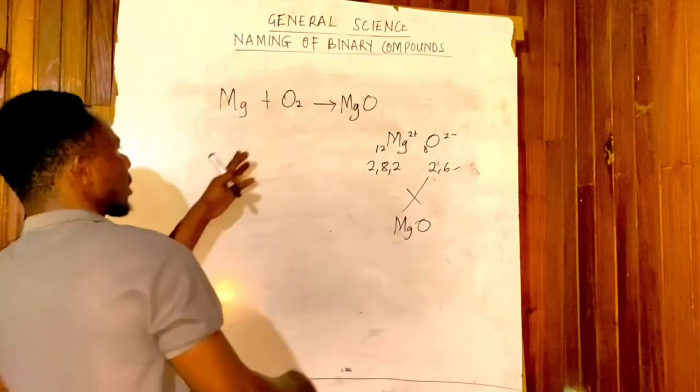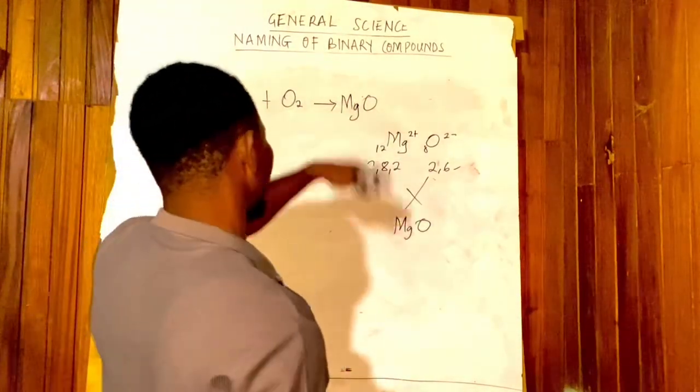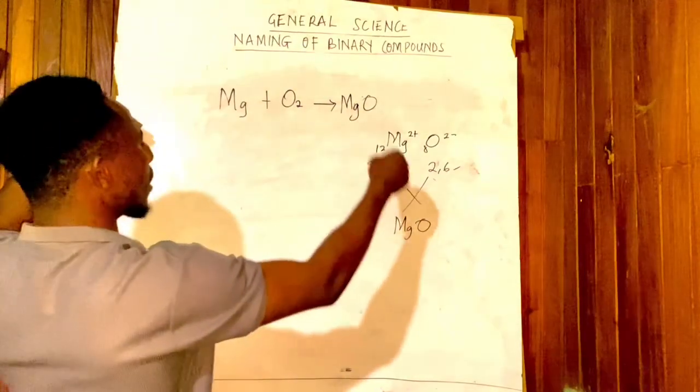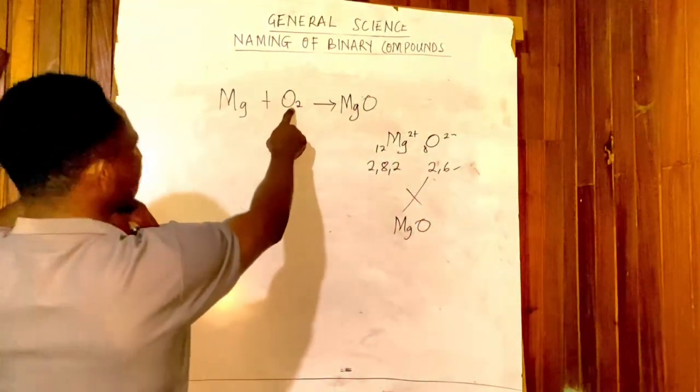Now you can see that this equation is not balanced, right? This is not balanced because the oxygen atoms present here is 2.